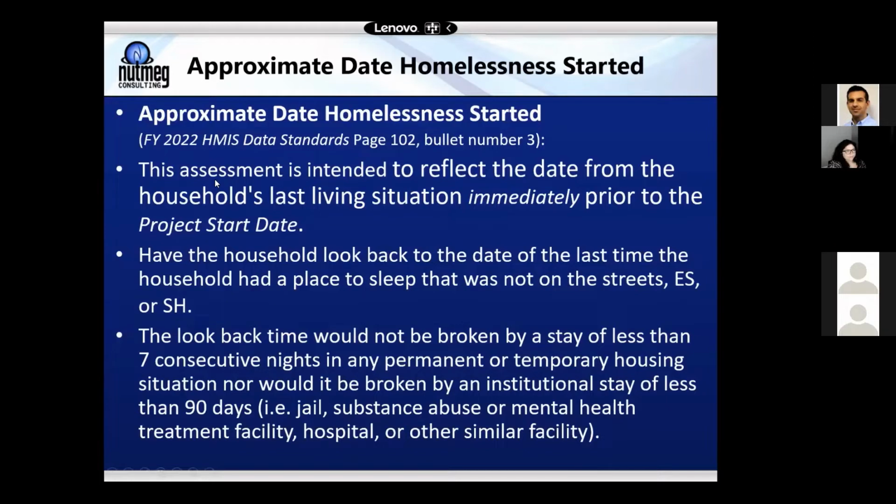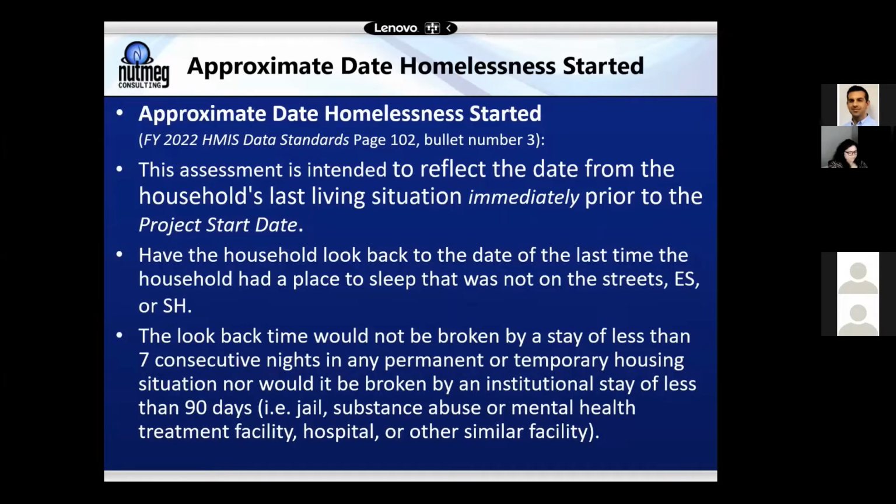So this assessment is intended to reflect the date from the household's last living situation immediately prior to project start. Have the household look back to the date the last time they had a place to sleep that was not the streets or emergency shelter or safe haven. The look back time would not be broken by a stay of less than 7 days. So if they stayed somewhere 7 days or more, that would break that period. If it was 7 days or less, then it would not.